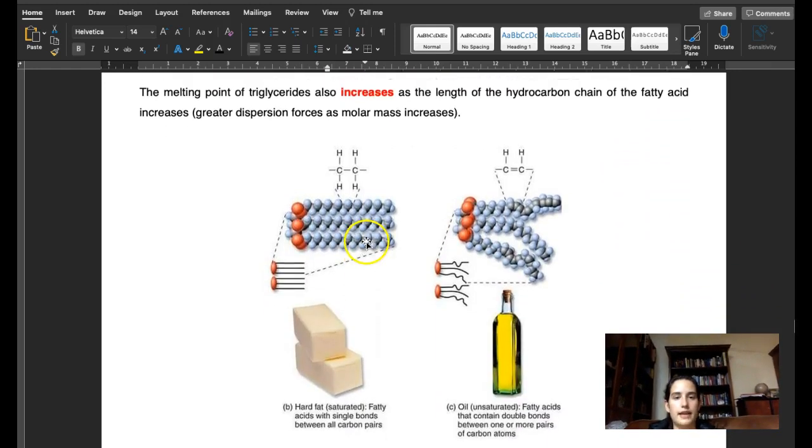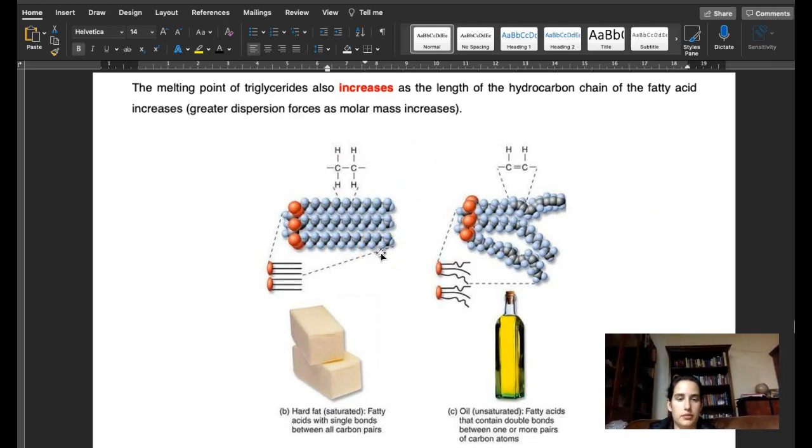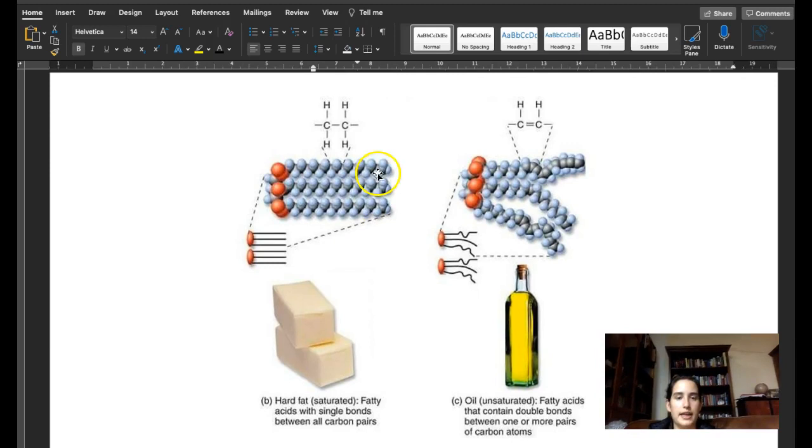Now, naturally, as the length of the carbon chain increases, you're going to have a higher melting point as well. So if you've got a longer carbon chain, you're going to have a higher melting point. And this is just a really good schematic of what we're talking about. Here is a solid, hard fat. As you can see, straight chains beautifully stacked together, strong dispersion forces.